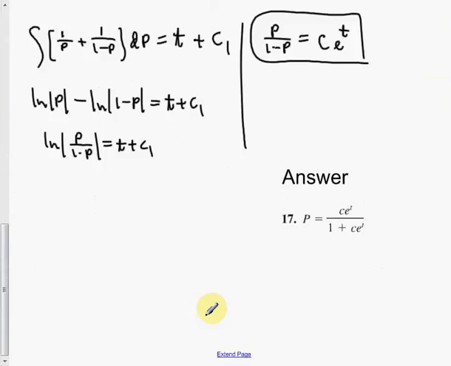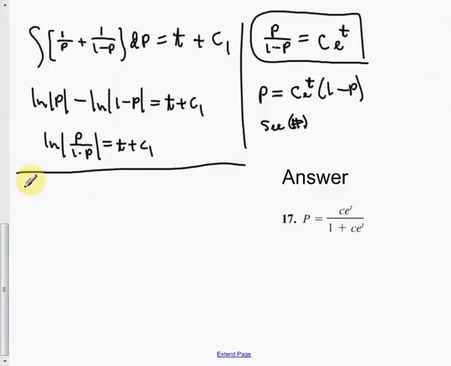How do you get p by itself? Take what I have here, right? Multiply both sides by 1 minus p. So you get p is equal to, yes, c times e to the t times 1 minus p. You come down here. So this is p is equal to c times e to the t. Distribute the c e to the t, minus c e to the t times p.